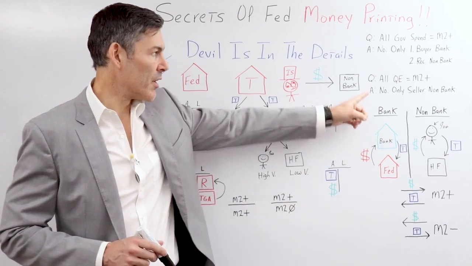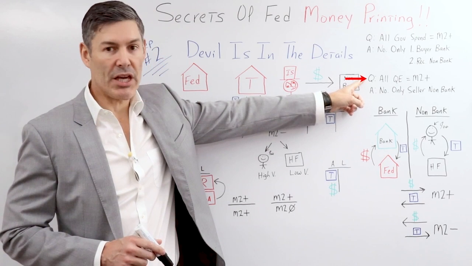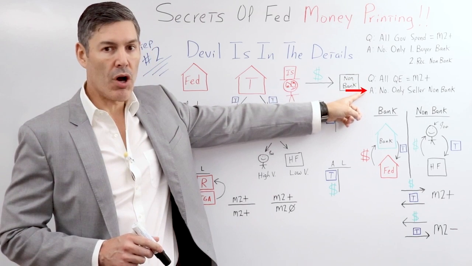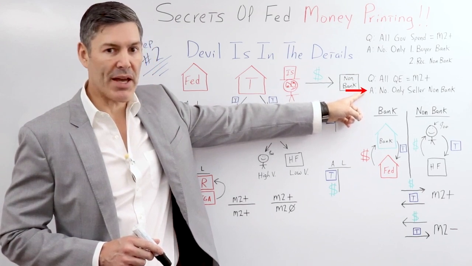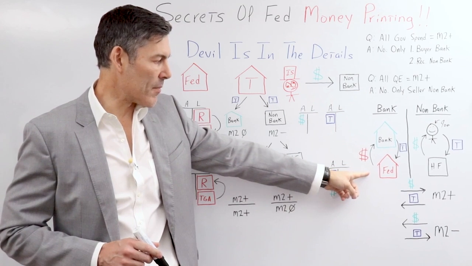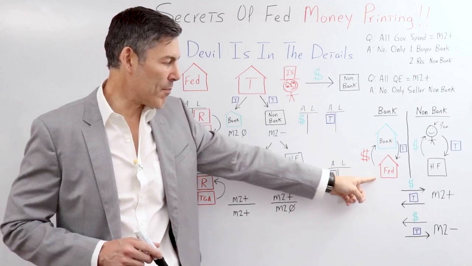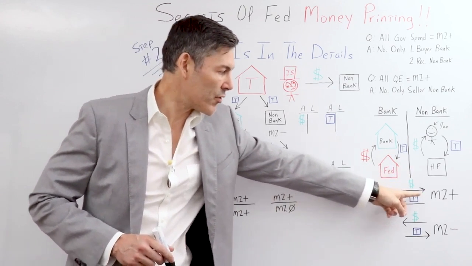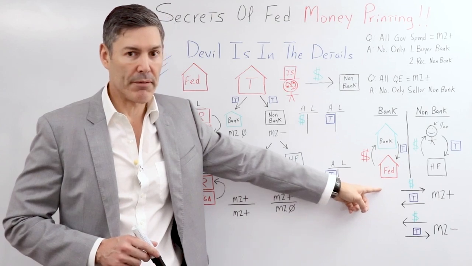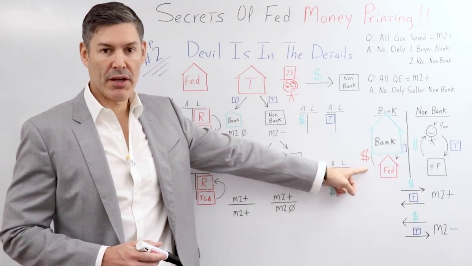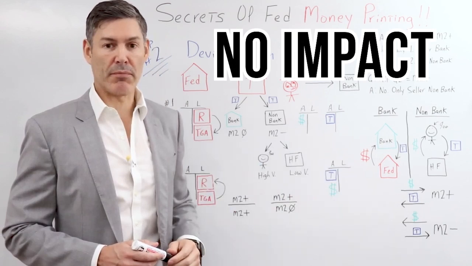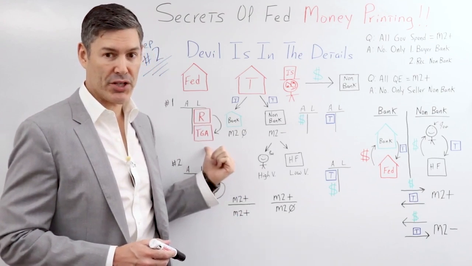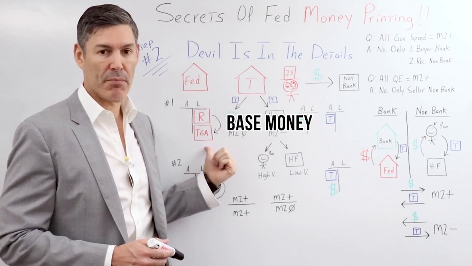The next question, does all quantitative easing equal M2 money supply? The answer, no. Only if the seller is a non-bank entity. Takes us over to this diagram. The Fed is a bank. Therefore, if they buy treasuries or assets from a non-bank, that will increase M2 money supply. But if the Fed buys from another bank, there is no impact on broad money supply because the transaction really occurs on the Fed's balance sheet, which is base money, not broad money.